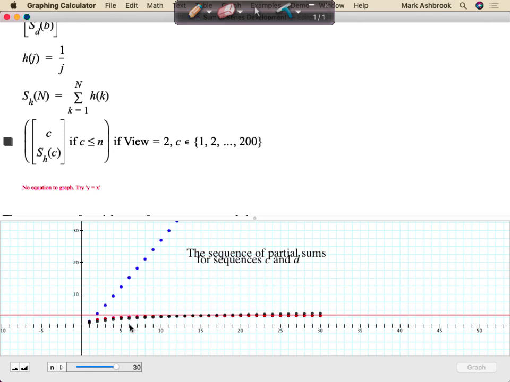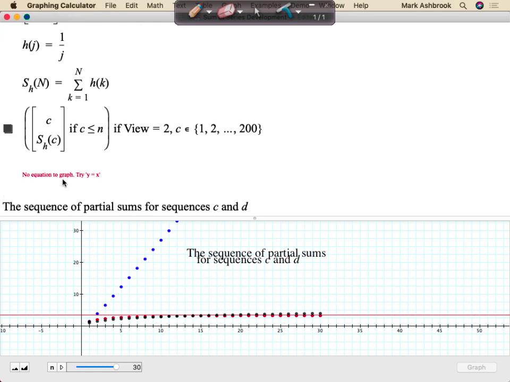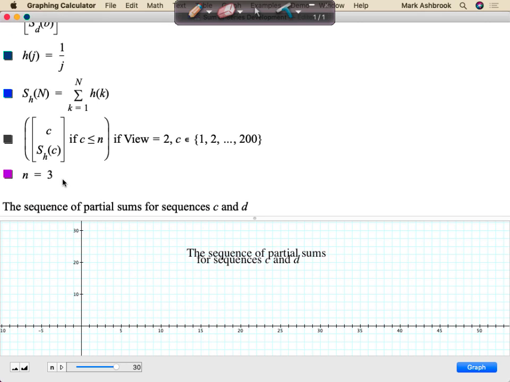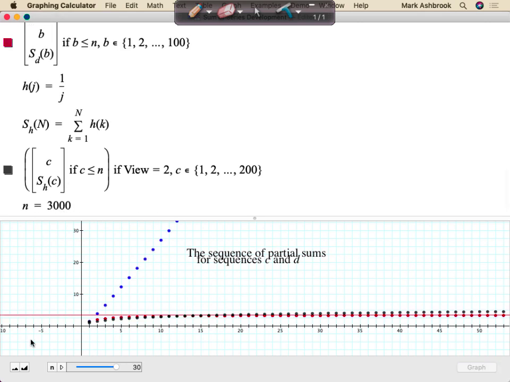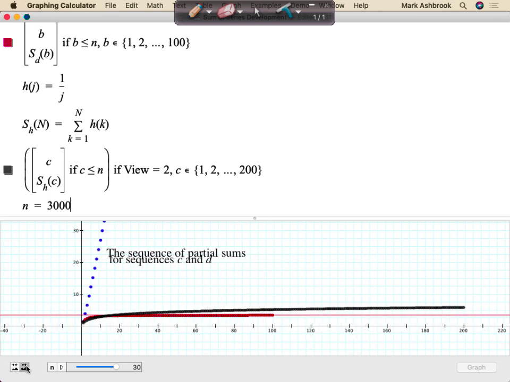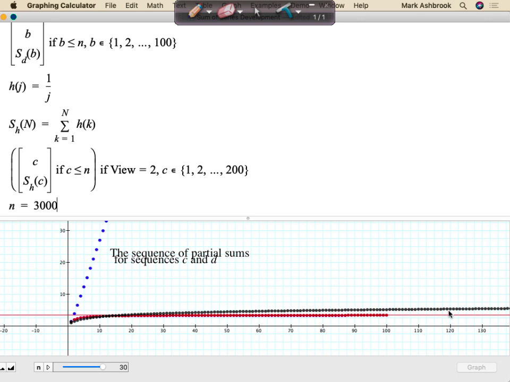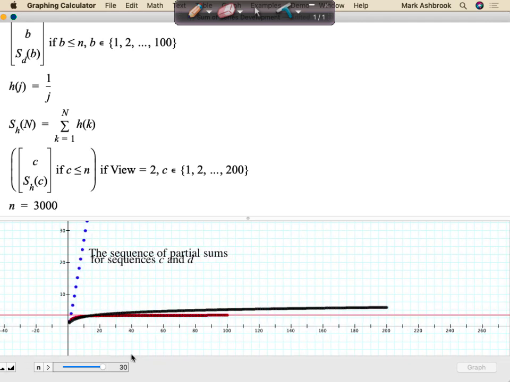No, so let's let n be a really big value, and let's zoom out and see what happens. The black one is the harmonic series. Is it going to level off? It will not. These dots will get to any y value that you want. You just have to get a big enough value of j. It doesn't look like it, but this will not level off. It will keep growing.